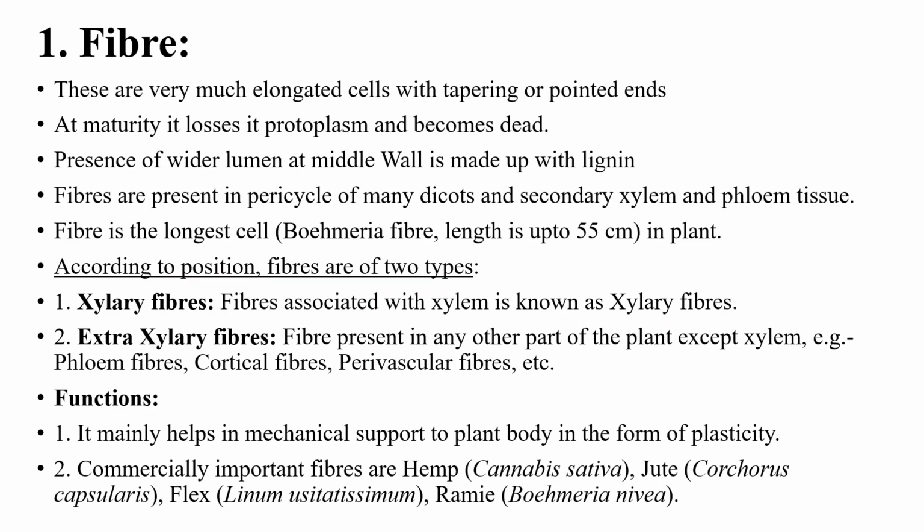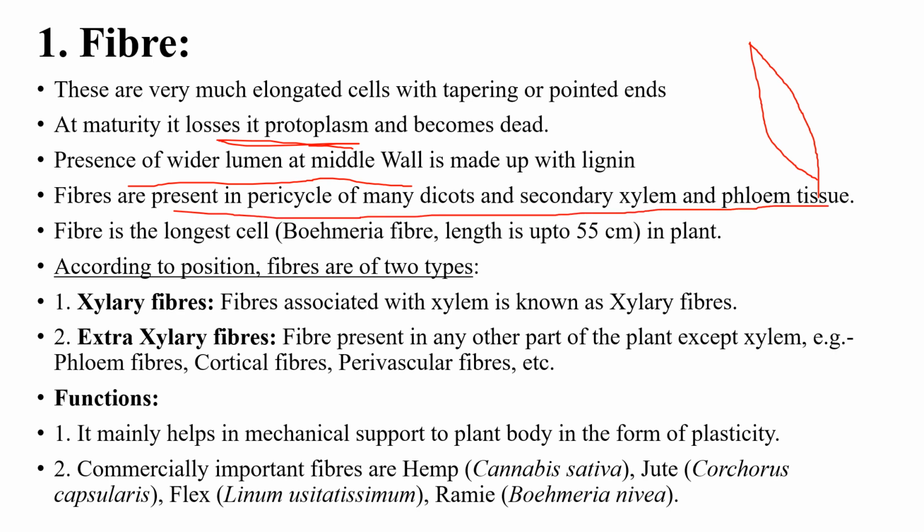Fibers are much elongated with tapering and pointed ends like this. At maturity, it loses its protoplasm and becomes dead. It has a wider lumen in the middle, and the wall is made up of lignin. Fibers are present in the pericycle in many dicots and in secondary xylem and phloem tissue. Fiber is the longest cell, in Boehmeria fiber in the plant.